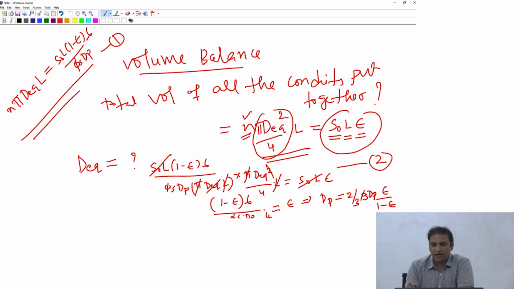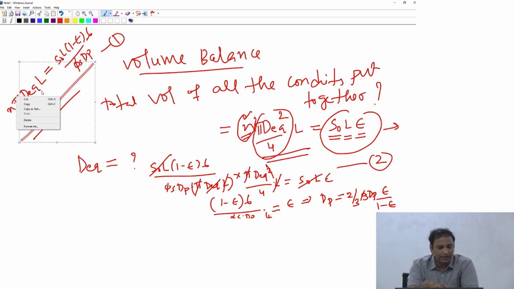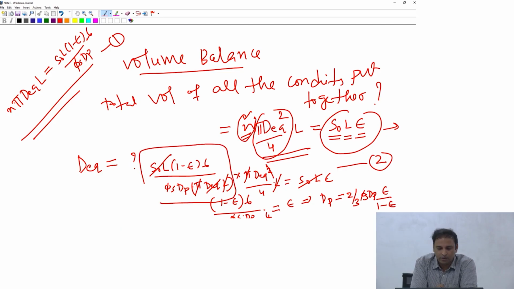Okay, so I have this equation that relates this volume balance. What I can do is substitute for n from equation 1. So n I'm going to write as S naught into L into (1 minus epsilon) into 6 divided by phi s into dp, divided by pi into D equivalent into L. That's your n, multiplied by this term, pi D equivalent square divided by 4 into L, which should be equal to S naught into L into epsilon. So S naught L gets cancelled on both sides.